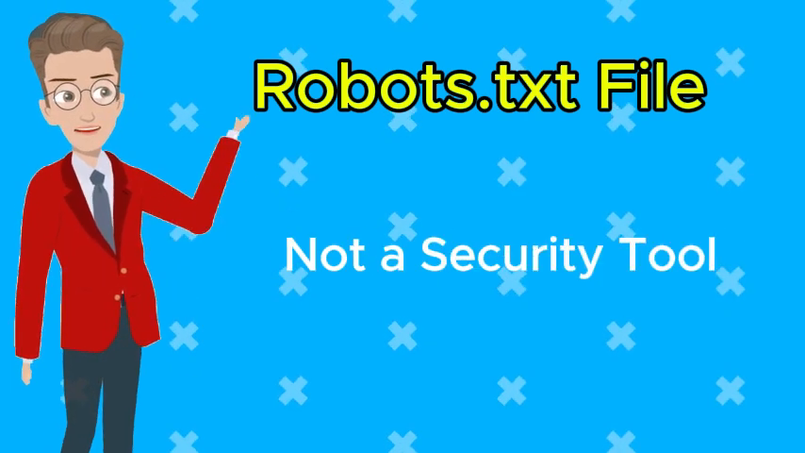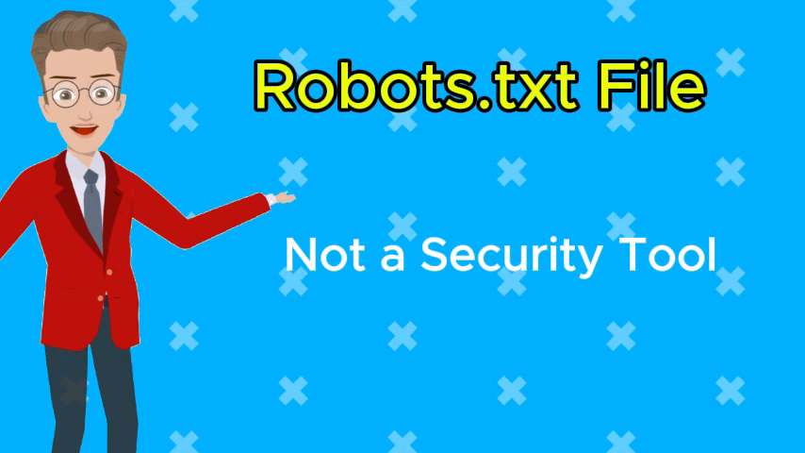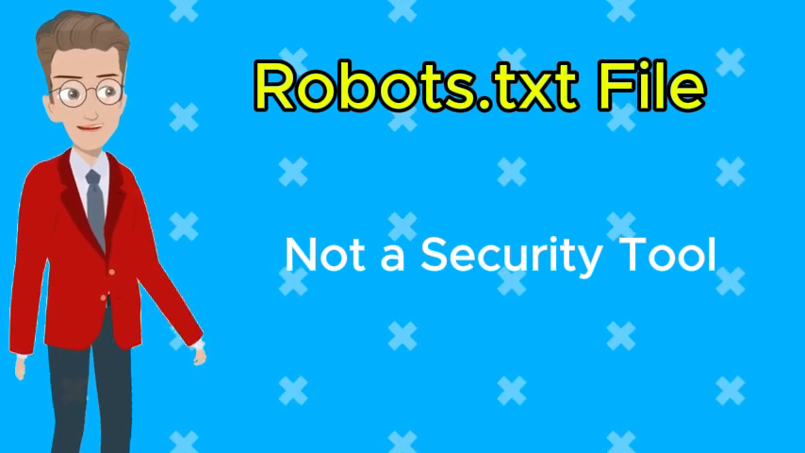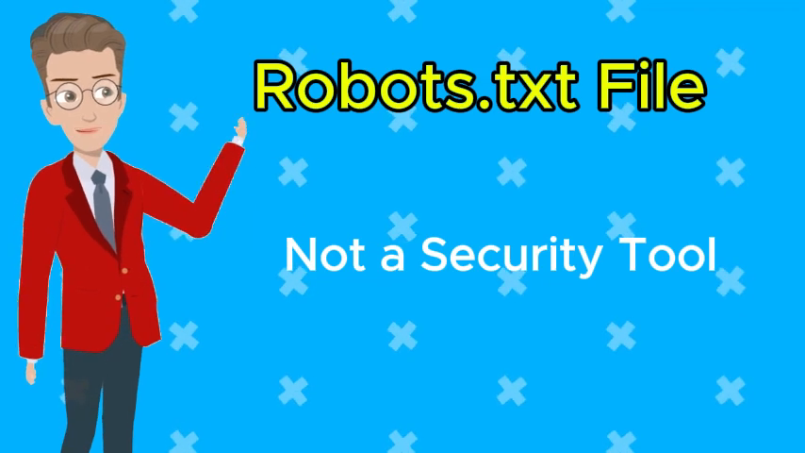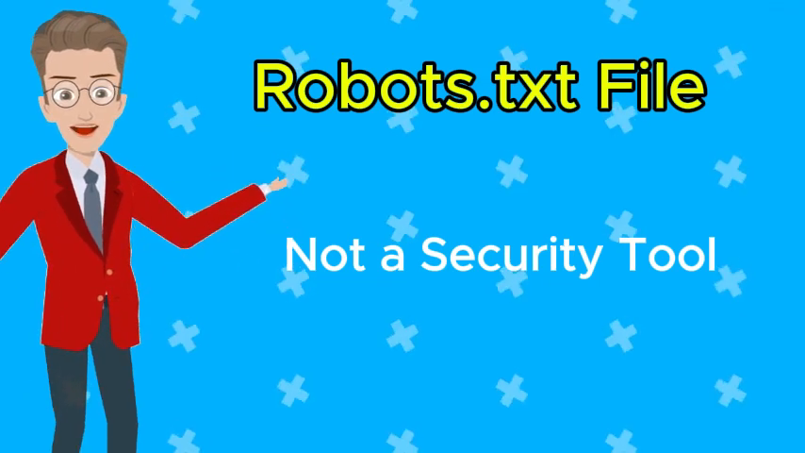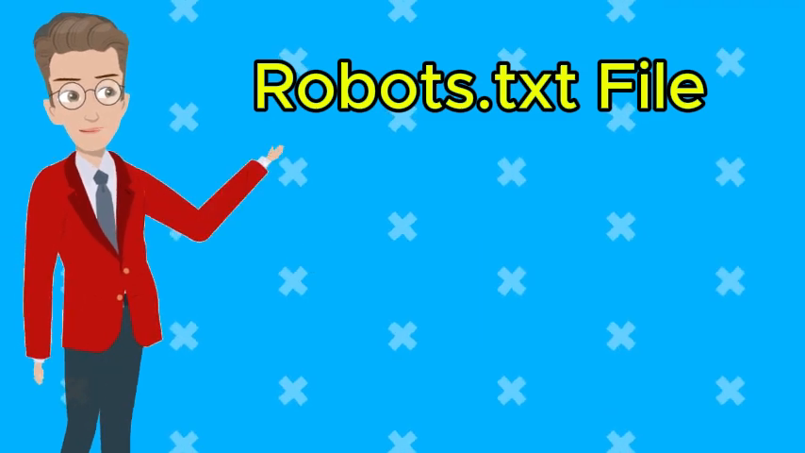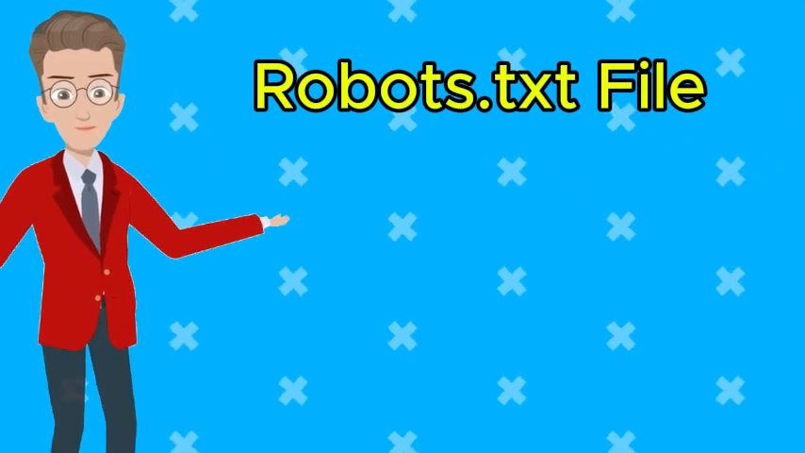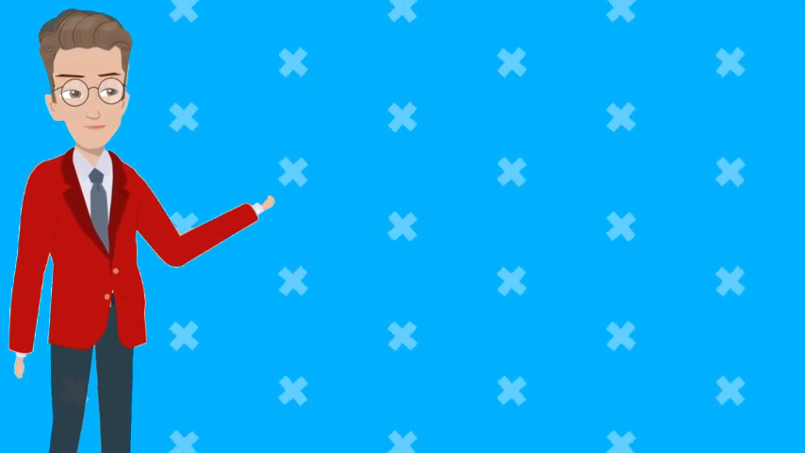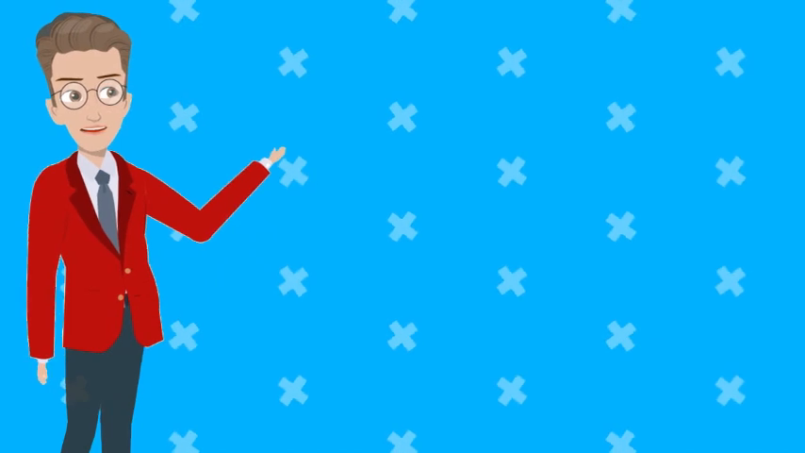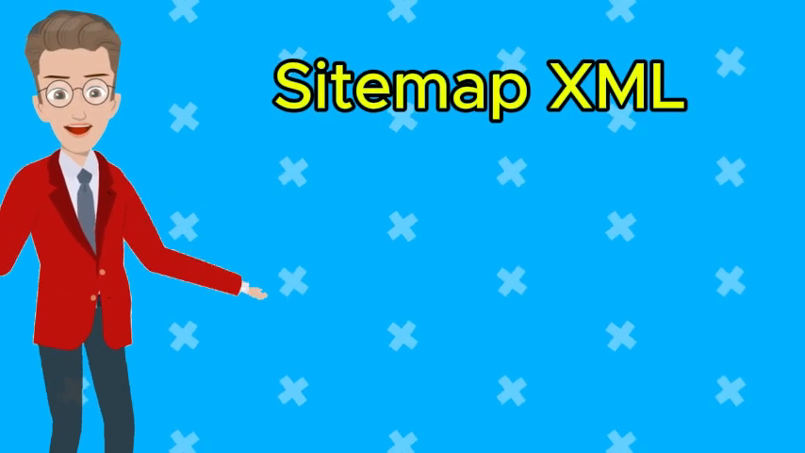Not a security tool. Remember, robots.txt is not a security measure. It only provides guidelines for bots. It doesn't prevent users from accessing blocked pages directly. While the robots.txt file is powerful, it's just one piece of the puzzle. Let's move on to another essential tool, the sitemap XML.